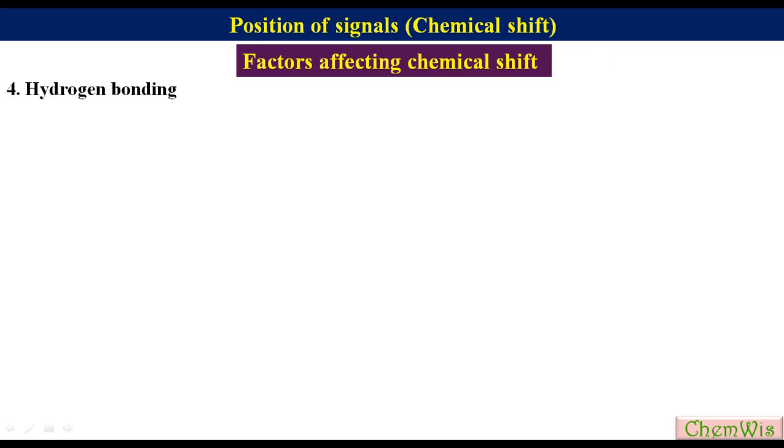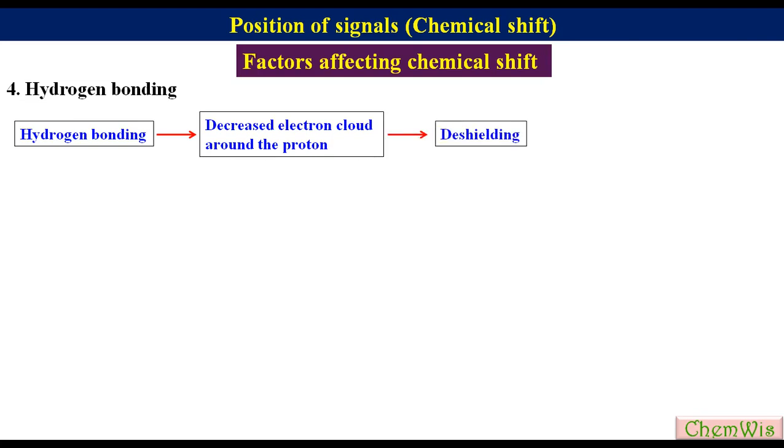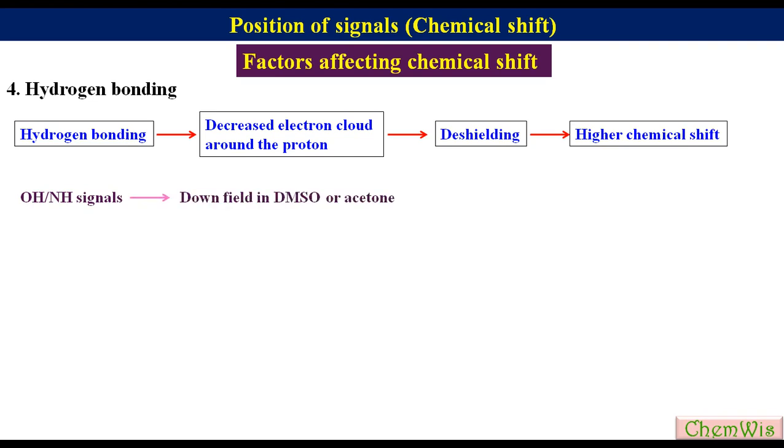Hydrogen bonding. When there is hydrogen bonding, the electron cloud around the proton is decreased and thus causes deshielding of the proton. This results in higher chemical shift. The stronger the hydrogen bond, the higher will be the chemical shift. This is the reason why signals for labile protons like OH and NH move downfield in the hydrogen bonding solvents like DMSO or acetone.